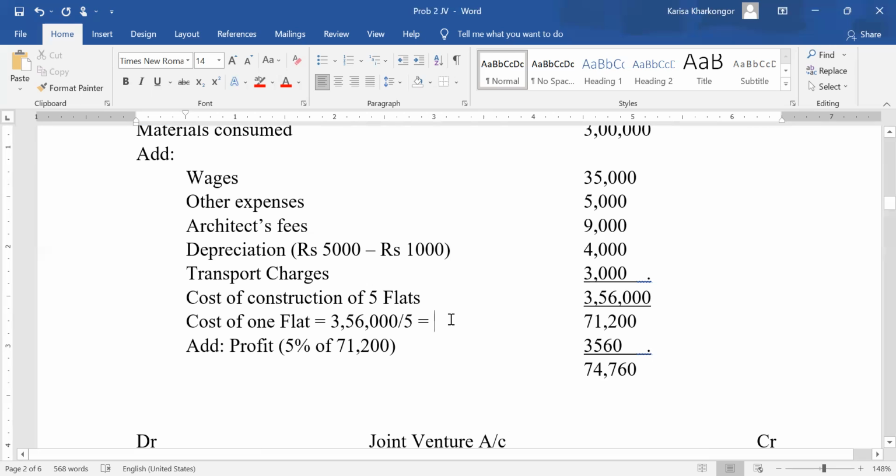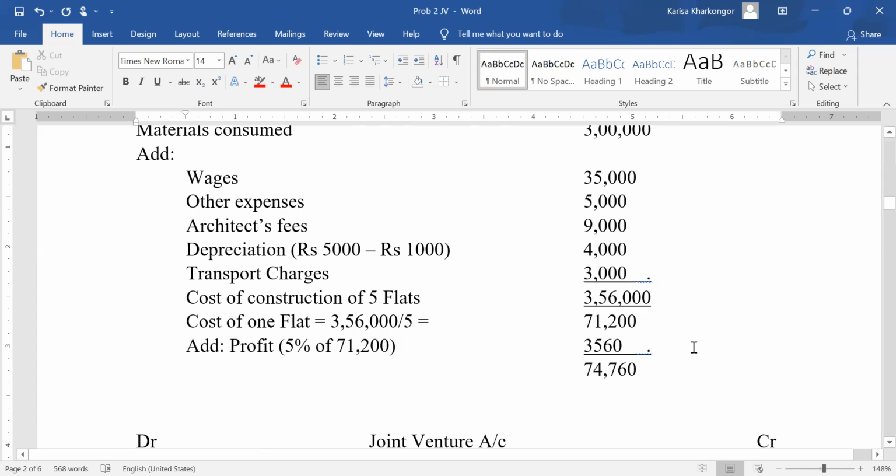So therefore, the cost of constructing one flat will be 3,56,000 divided by 5, which will give us the value of constructing one flat at rupees 71,200.